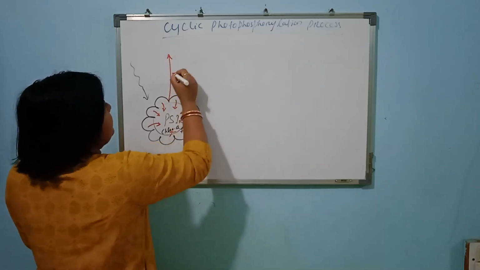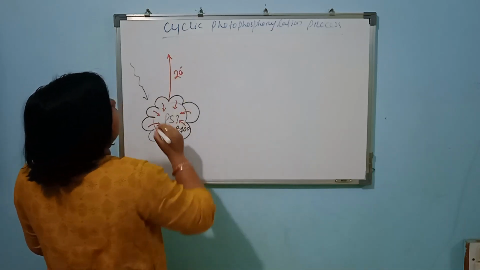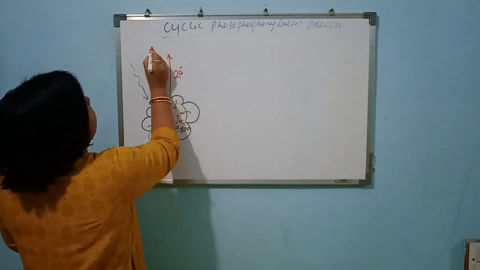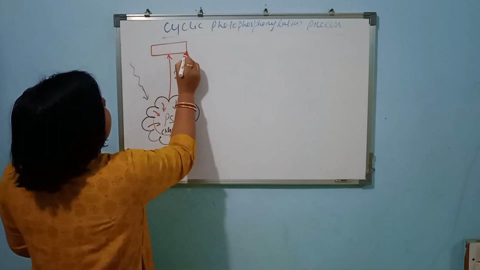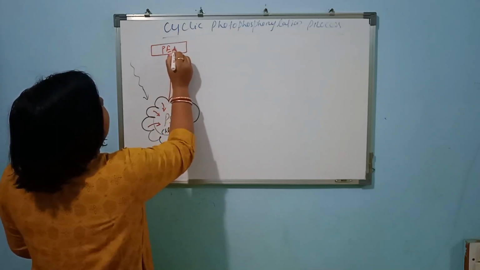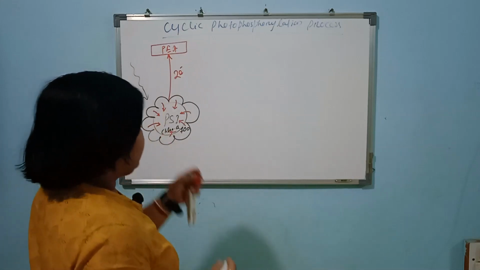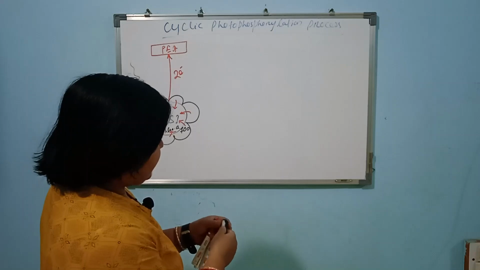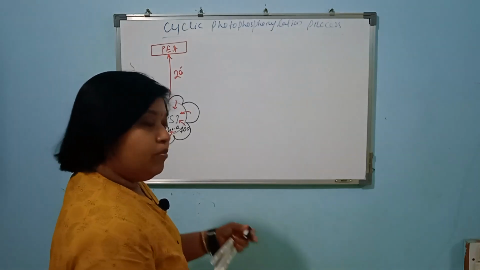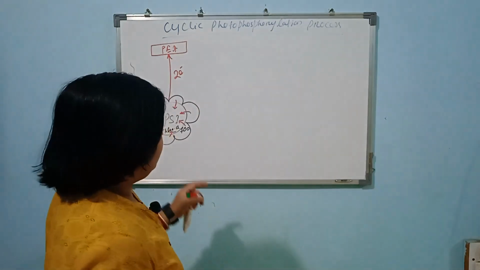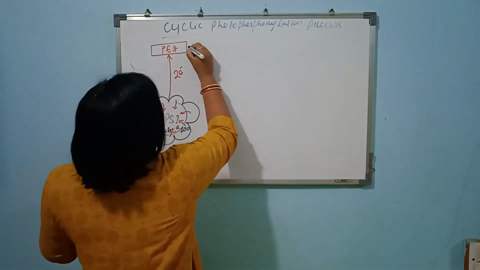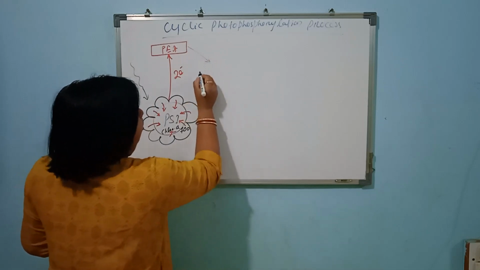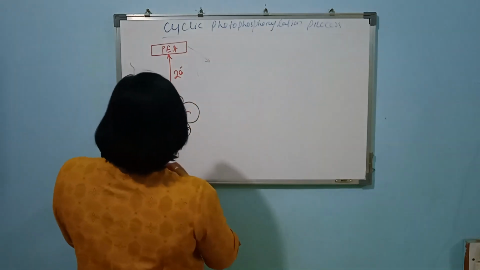When it releases a pair of electrons, those electrons are first received by the primary electron acceptor, which is specific to this pigment system 1. From here, electrons pass to different carrier molecules. There are 4 different carrier molecules involved in this cyclic photophosphorylation process.